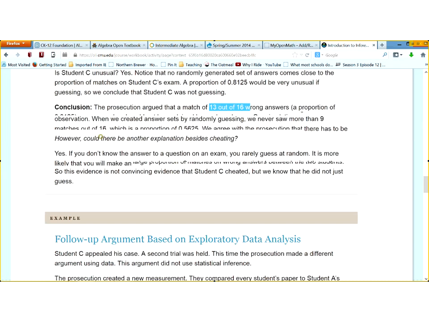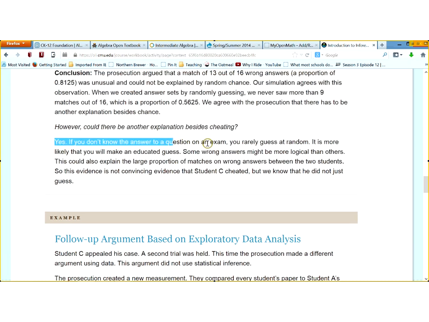As this says, if you don't know the answer to a question on an exam, you rarely guess at random. It is more likely that you will make an educated guess. Some wrong answers might be more logical than others. So this could also explain the large proportion of matches on the wrong answers between the 2 students. So this is not convincing evidence that student C cheated, but we do know that he did not just guess.